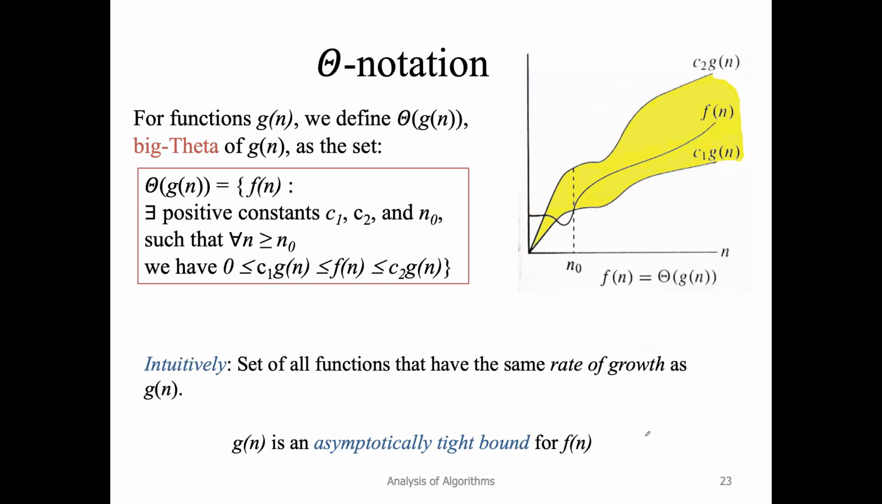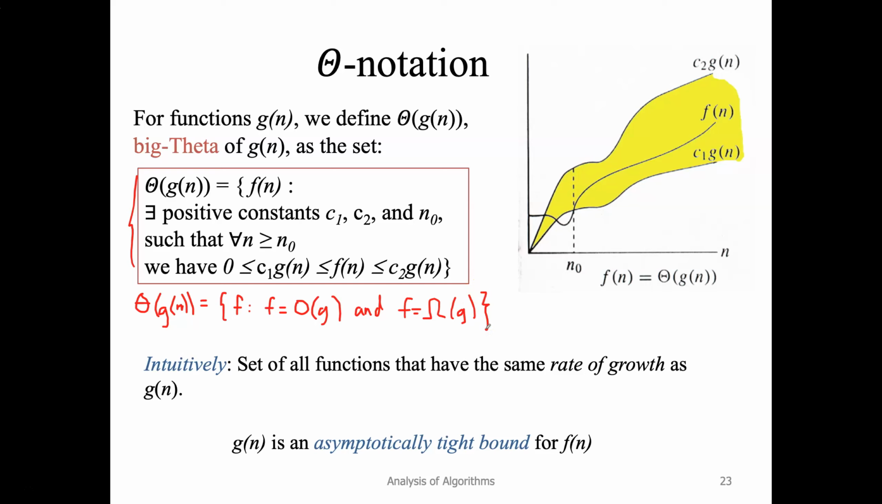Now we also have big theta notation. This essentially combines big O and big omega, so we could equivalently define this as, rather than the definition we have here, we could equivalently say that big theta of g of n is equal to the set of all functions f such that f is big O of g of n and f is big omega of g. So this is an equivalent definition.